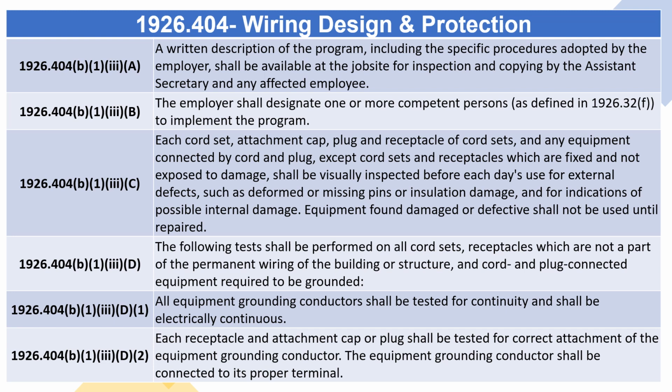1926.404(b)(1)(iii)(D) The following tests shall be performed on all cord sets, receptacles which are not a part of the permanent wiring of the building or structure, and cord and plug connected equipment required to be grounded. (D)(1) All equipment grounding conductors shall be tested for continuity and shall be electrically continuous. (D)(2) Each receptacle and attachment cap or plug shall be tested for correct attachment of the equipment grounding conductor. The equipment grounding conductor shall be connected to its proper terminal.